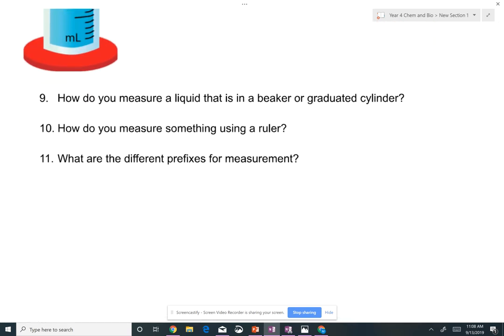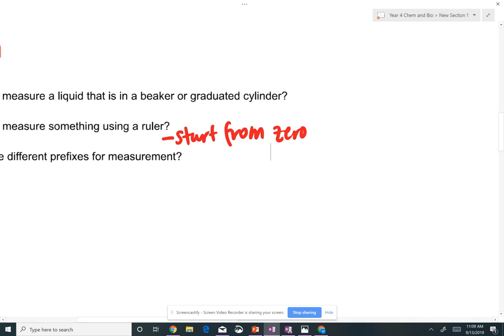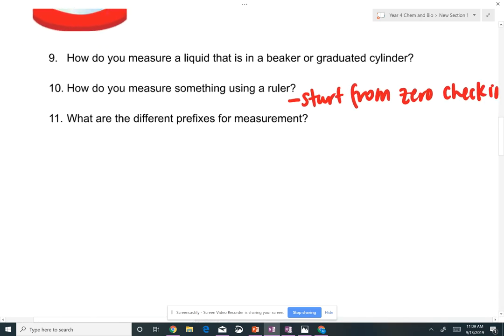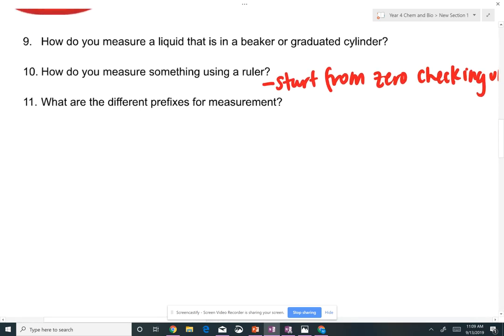Okay, so when you're using a ruler, same thing. The main thing about the ruler is that you start from 0. As long as you start from 0, you're good. Make sure that you start from 0 and that you're checking units. If you don't check units, that'll sometimes end you up with the wrong measurements. So really make an effort to double check some of those things.